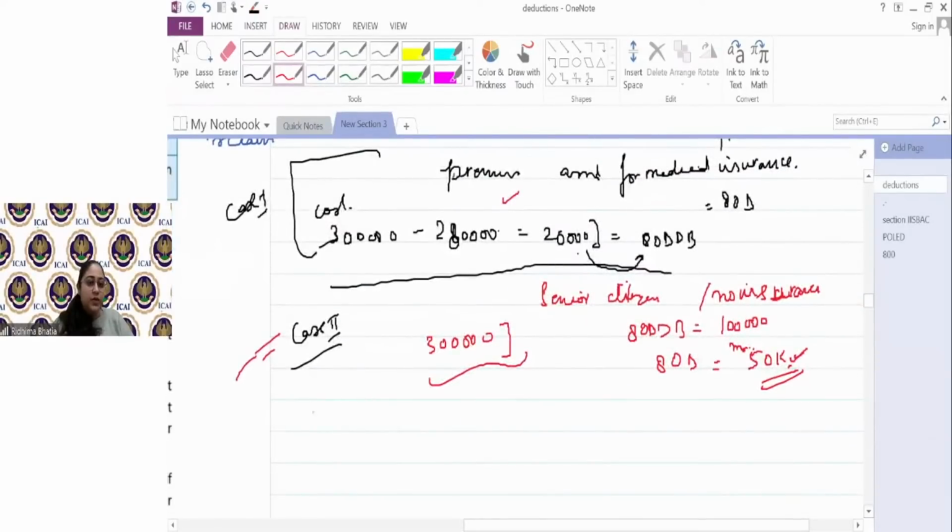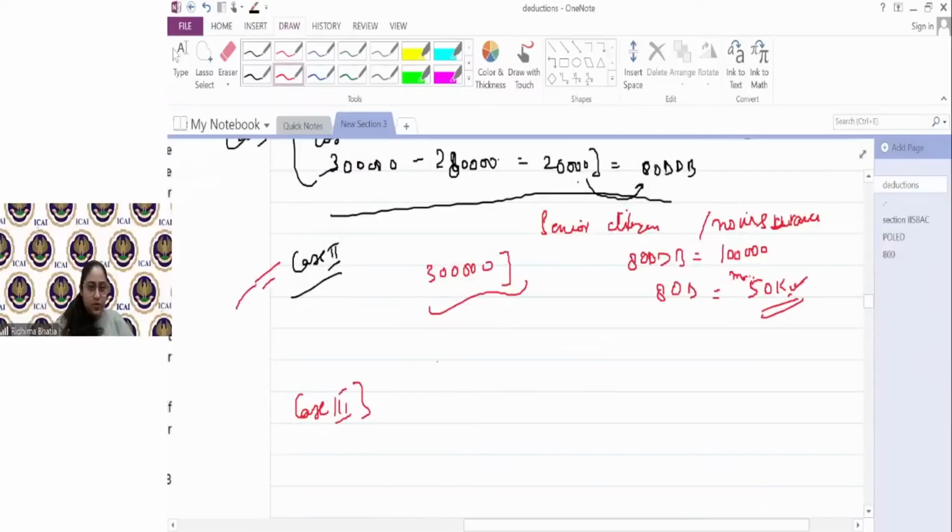Now suppose second example लेती हूँ, case 3, where the cost of expenditure is say 1,20,000. ठीक है. अब 80DDB में I can claim 1 lakh only, senior citizen है naturally, and 80D में I can claim 20,000.